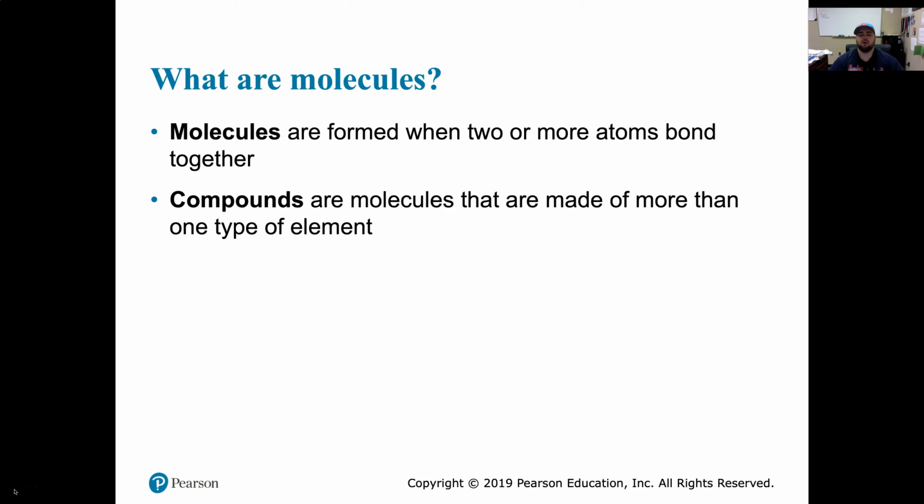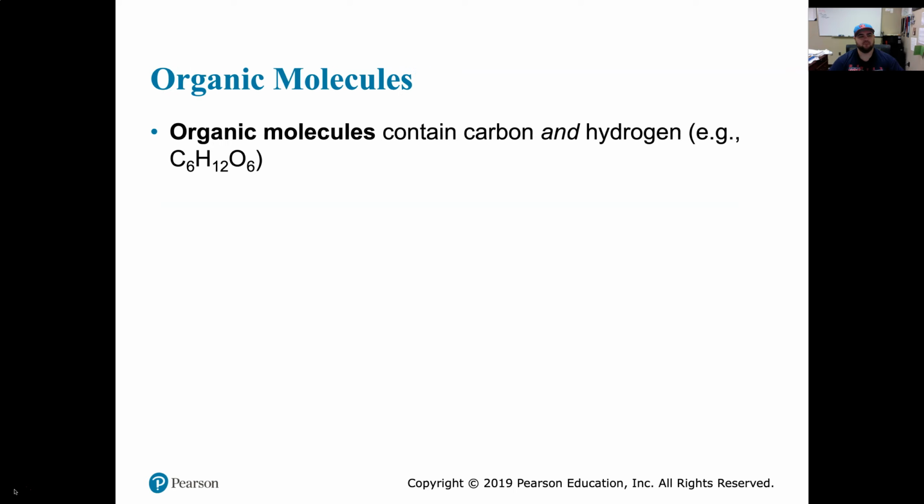Now, compounds are molecules that are made of more than one type of element. So you could say that glucose, C6H12O6, is a molecule, but you can consider it a compound because it's made up of more than one type of element. I don't expect you to know too many examples, but knowing a molecule is something where you have multiple atoms forming together, or bonding together, to form a molecule is pretty important.